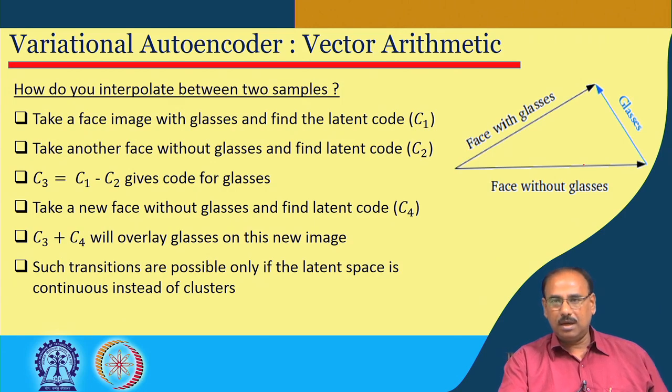Now, if we have a face image without glass, we can impose this glass onto that face image. So, you take a new face image without glass and its corresponding latent code is C4, then you generate a latent code which is C3 plus C4. So, you find that C3 was the latent code for the glass and C4 is the latent code of a face without glass. So, when we are making C3 plus C4, effectively I am generating a latent code for a face with a glass. So, this transition is possible because the latent space is continuous instead of clusters of points that you get in case of traditional autoencoder.